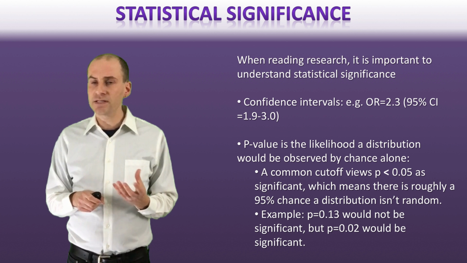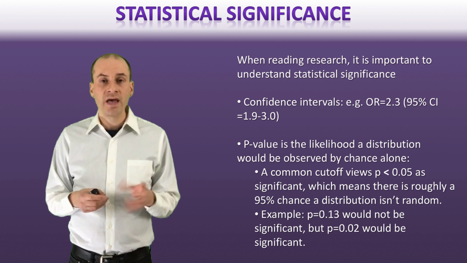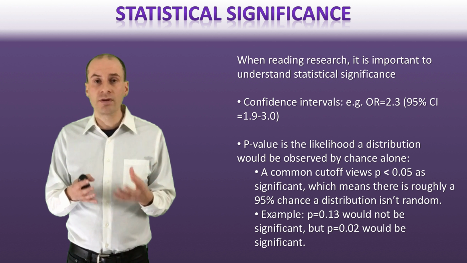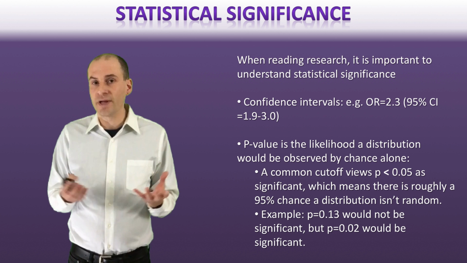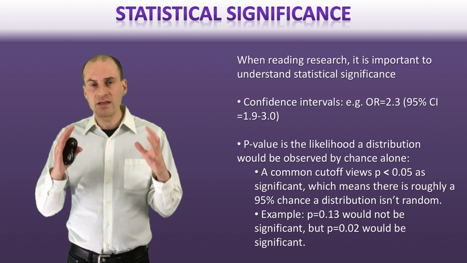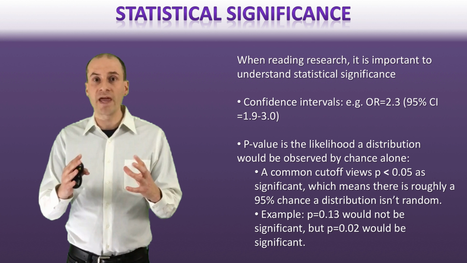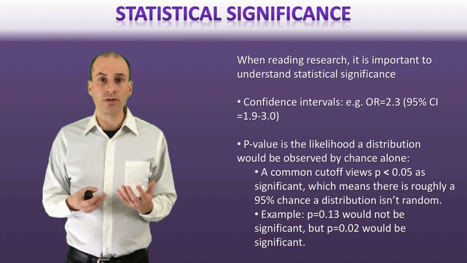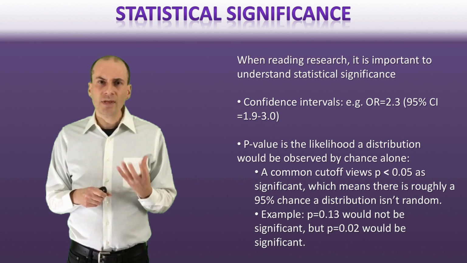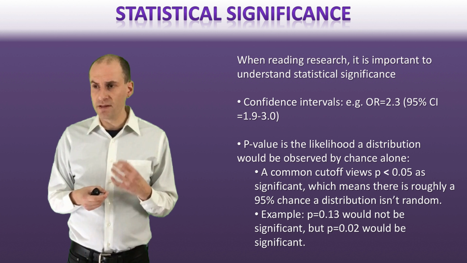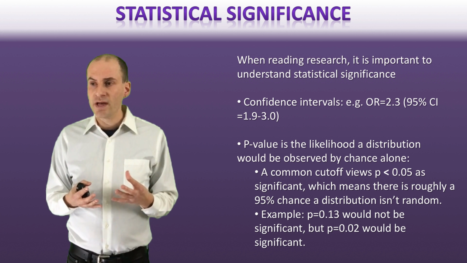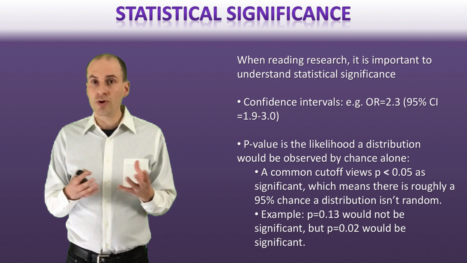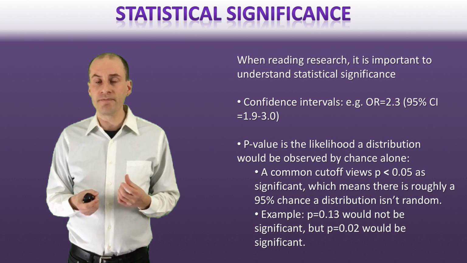Now, there's a few ways that you see this. Sometimes you see this in a confidence interval. So if you have an odds ratio of 2.3, you might say that we are 95% confident that the true number is between 1.9 and 3.0. Okay. So that's indicating that we're pretty confident that the real number is in this range, right? Another way that you see this measured, and this is actually very common, is using what's called a p-value. So a p-value, it's a little more complicated than this, but a p-value essentially measures the likelihood that what we're seeing here, that this distribution, would be observed by chance alone, right?